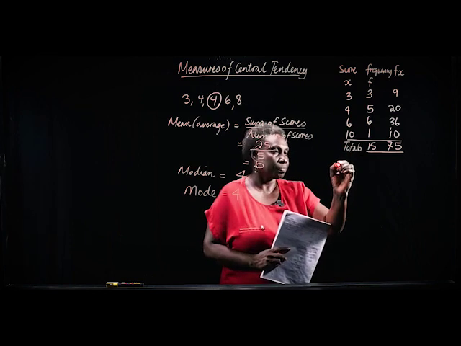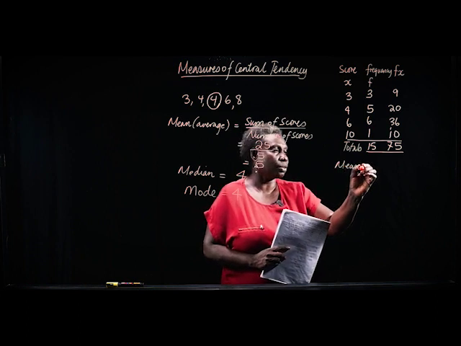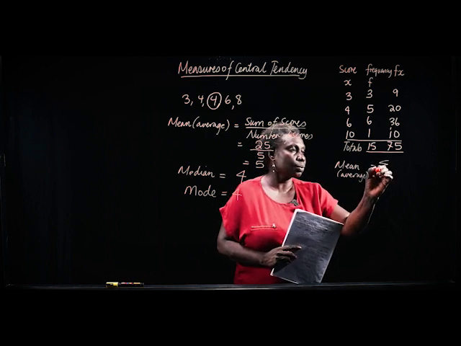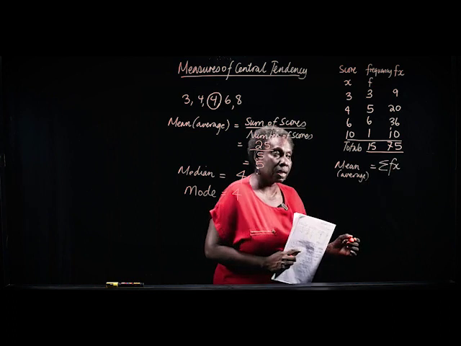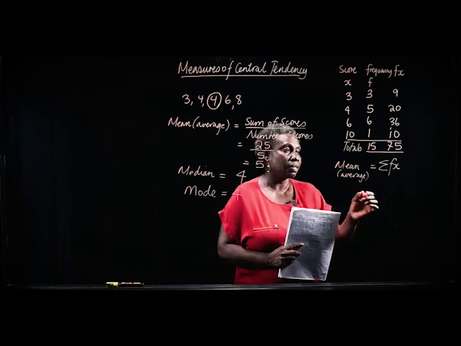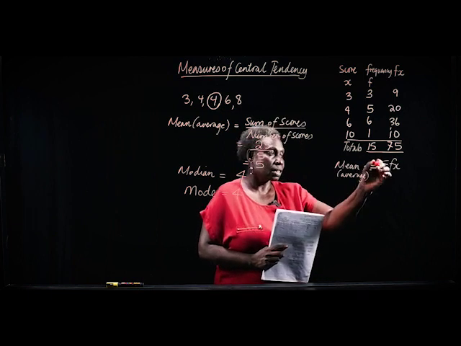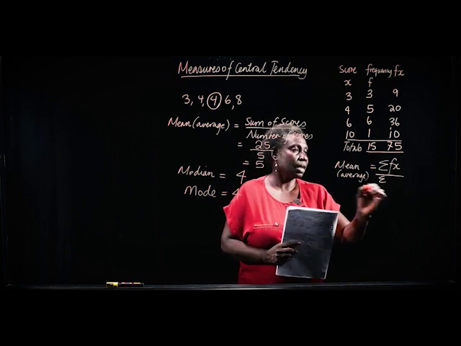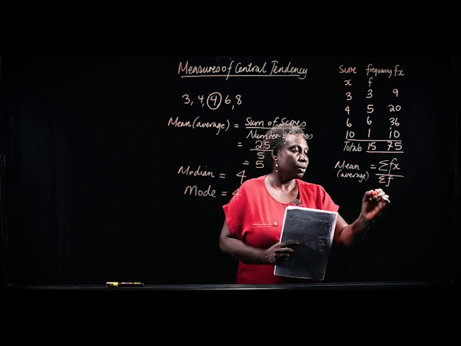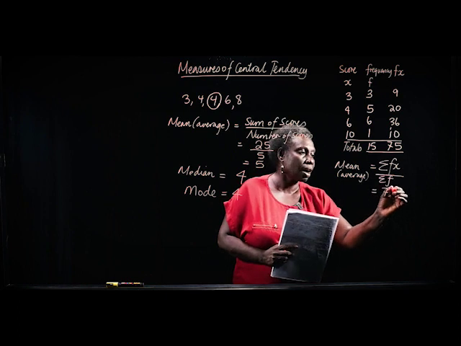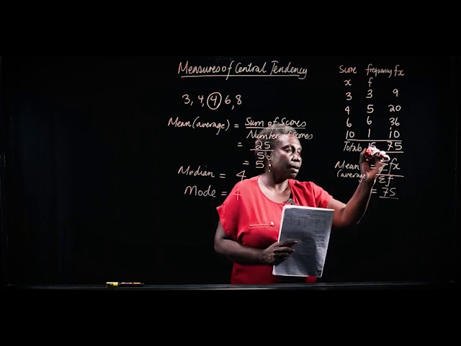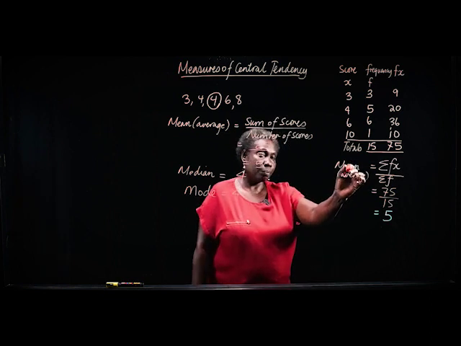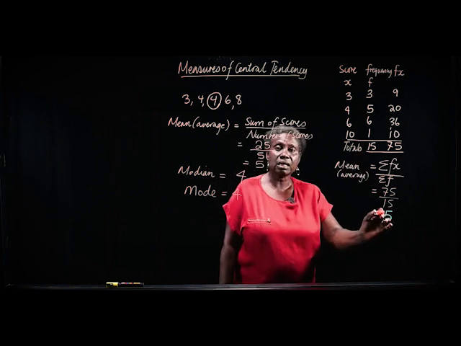To find the mean, there is a formula that we use for the mean, or we say average. That is equal to sigma fx. Sigma simply means sum of. This is a Greek letter, but sigma is the symbol that is used to denote sum of. And then sum of fx over sum of f. Sum of fx is 75 over sum of f, which is 15, gives us 5. So the mean or the average of this set of scores is 5.